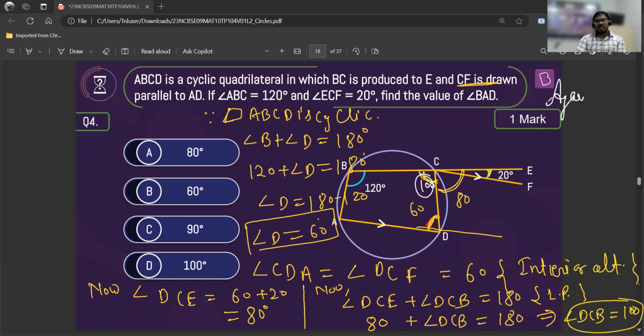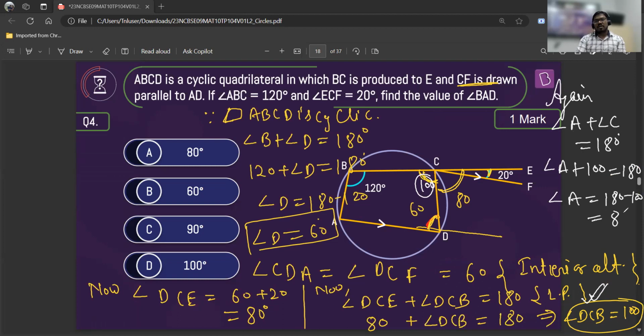Now again we are using the cyclic quadrilateral property. Again, angle A plus angle C is equal to 180. Why? Because ABCD is a cyclic quadrilateral, right? So C means angle DCB. So angle A plus 100 is equal to 180. So angle A is equal to 180 minus 100. It will give you only 80.